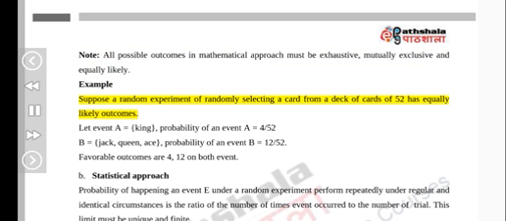Example. Suppose a random experiment of randomly selecting a card from a deck of 52 cards has equally likely outcomes. Let event A equal king, probability of event A equals 4/52. B equals jack, queen, ace, probability of event B equals 12/52. Favorable outcomes are 4 and 12 for the two events respectively. B. Statistical approach.